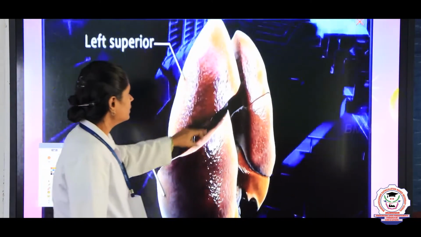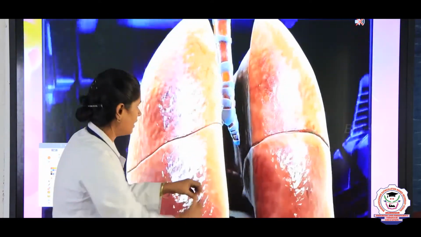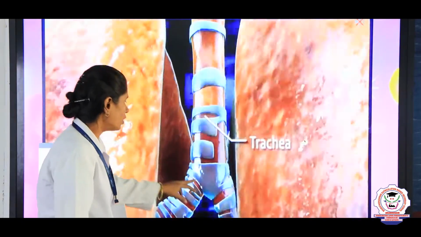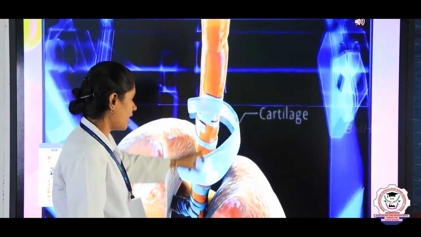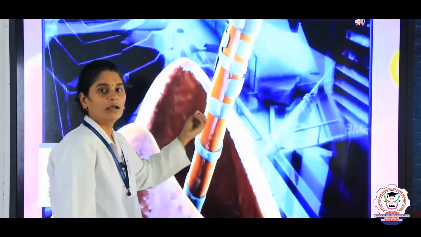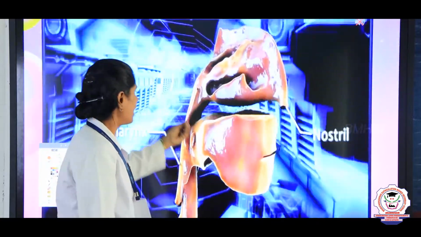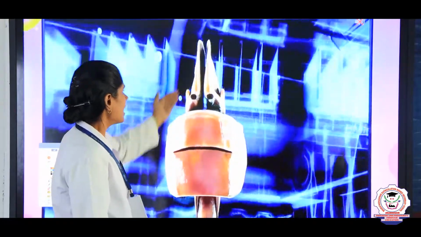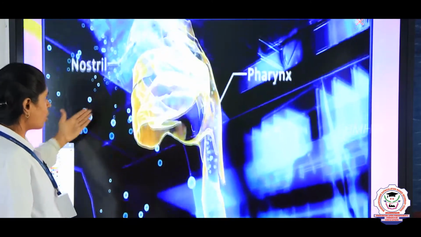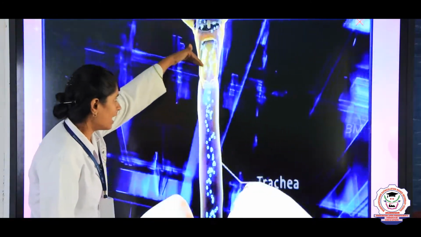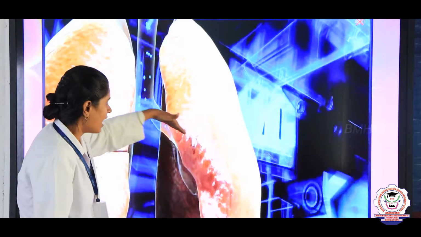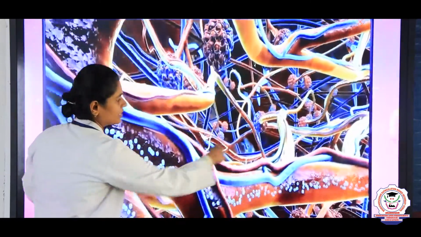These two lungs are connected by bronchus. Each one is known as bronchi, okay. The bronchi are connected with the windpipe, that is the trachea. The trachea is protected by cartilage, an elastic bone which protects the windpipe. From the windpipe you can see the pharynx and the nostrils. Through the nostrils the air, that is the oxygen, enters into your body and goes through the pharynx, and from the pharynx it enters into the windpipe and bronchi, and from the bronchi many branches come out.